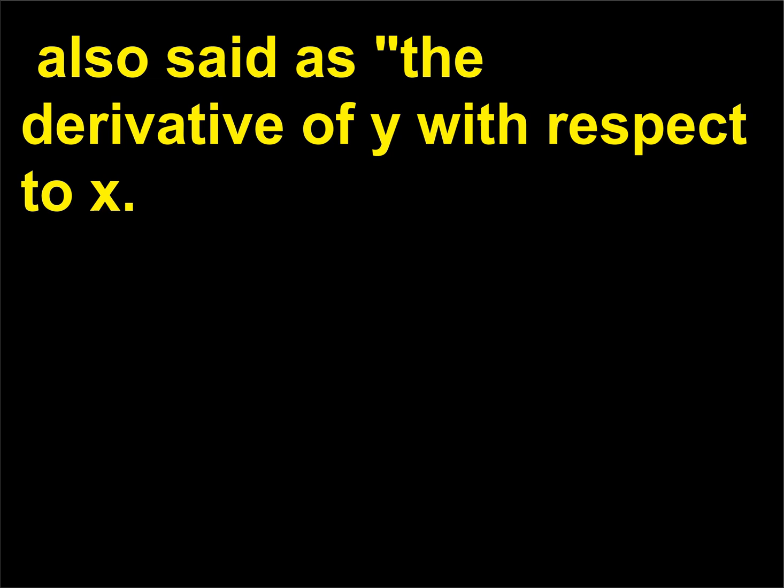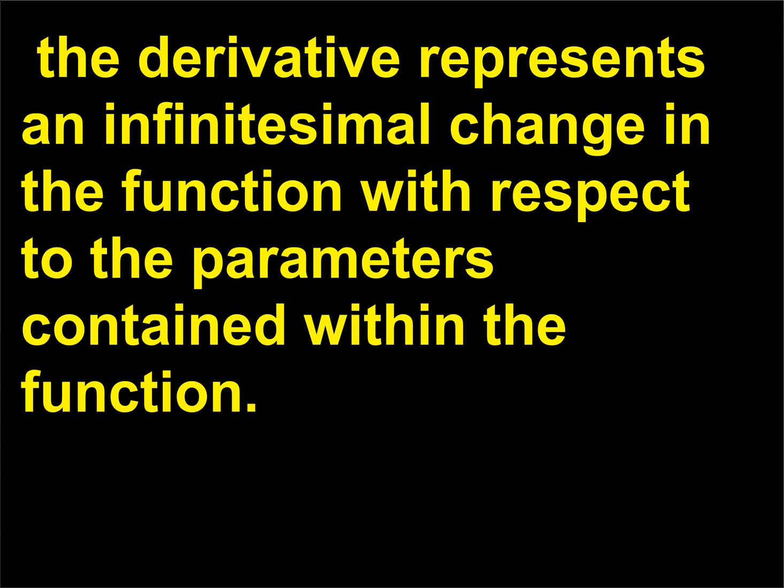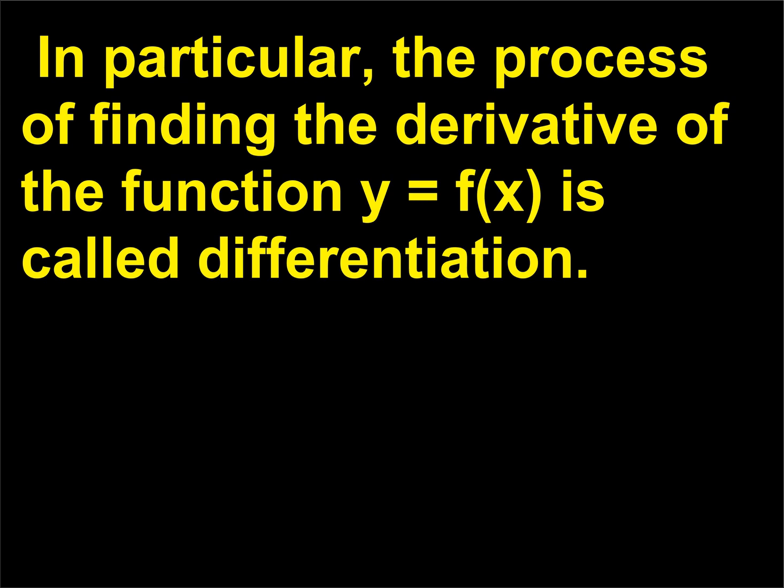It is actually the rate of change, or slope on a graph, of the original function. The derivative represents an infinitesimal change in the function with respect to the parameters contained within the function. In particular, the process of finding the derivative of the function y equals f(x) is called differentiation.